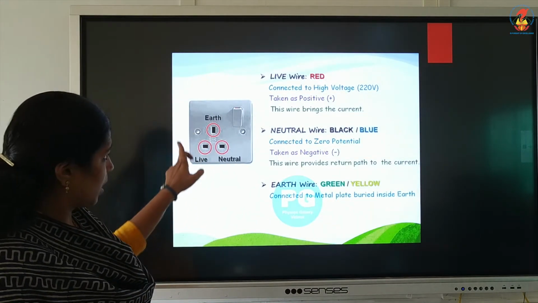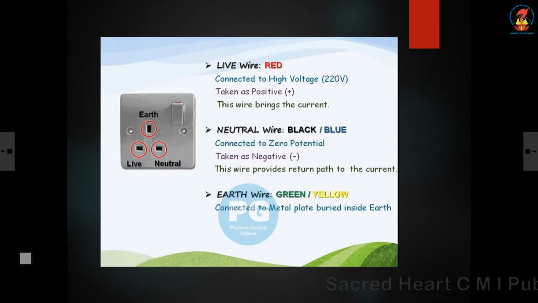So, here it is a socket. 3 points you can see, one is a live wire, one is a neutral wire, and one is the earth wire. The live wire or the positive wire is in red color, red insulation. It is connected to high voltage, that is 220 volt, taken as positive. That wire will bring the current to our home.